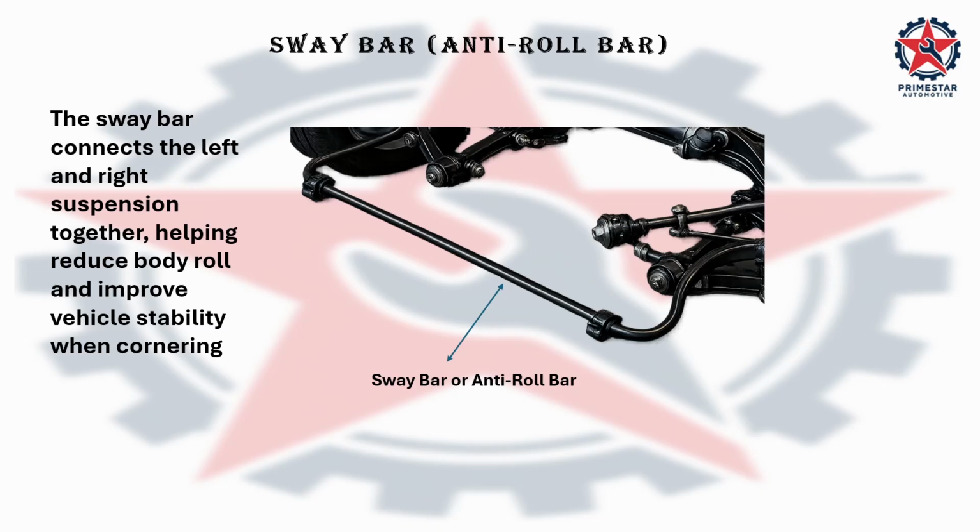Here is the sway bar in closer view. Notice the long center section and the bends that allow it to fit around the surrounding suspension and steering components. These bends will vary depending on the vehicle design.